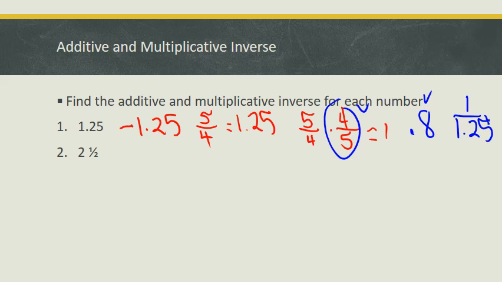Now, the second one is 2 1/2. Again, we'll start with the additive inverse. The additive inverse is just simply going to be negative 2 1/2. 2 1/2 minus 2 1/2 is going to give me 0. That's the additive inverse. And to get the multiplicative inverse, again, I'm going to convert that 2.5 into an improper fraction. So 2.5 equals 5/2. And then therefore, my multiplicative inverse is going to be 2/5.